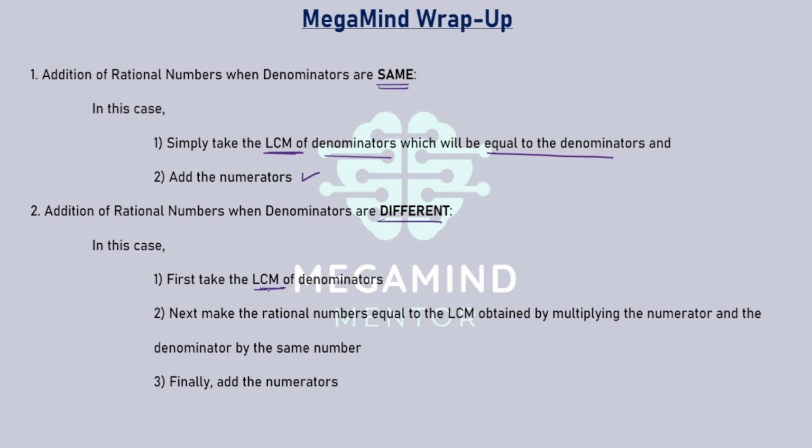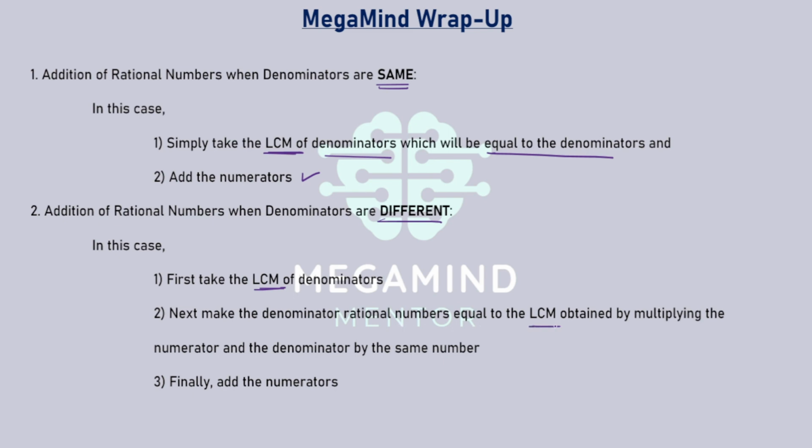So we have done that. Coming to the second step, we need to make the denominator of the rational numbers equal to the LCM obtained. And how you can do that? You can simply multiply the numerator and the denominator by the same number. And once you have done this, now you are going to add the numerators. This is how you add the rational numbers when the denominators are same and when the denominators are different.